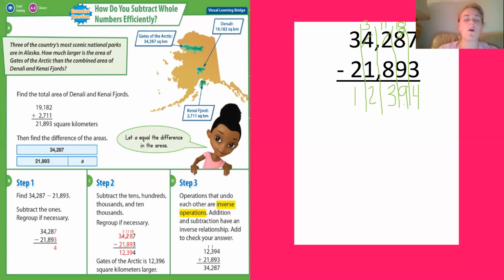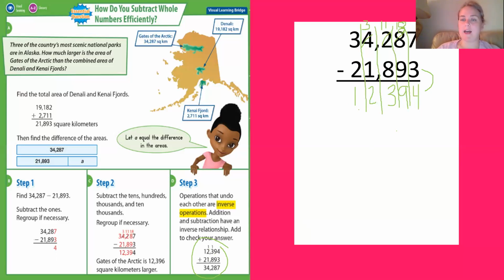So my answer is 12,394. To check that, I would add, and you can see this down here at the bottom, I would add 12,394 and 21,893. I would add these two numbers together and I should get the number up here at the top, which you can see down here at the bottom. They've already done it for us, and it does work.